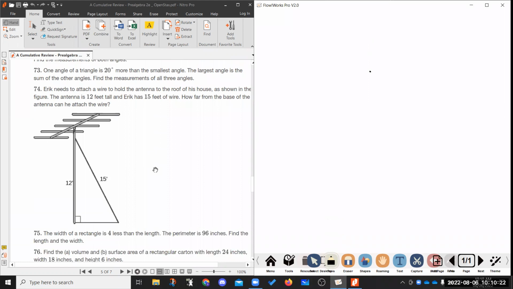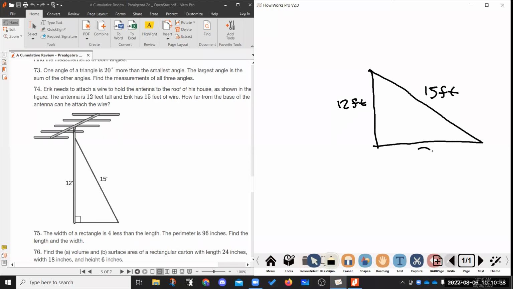Now we've got a problem here with another right triangle. They draw it for us. And they say that this side is 12 feet and this side is 15 feet. And they want us to find what this side is here because we're attaching this antenna to the roof with this guy wire that's 15 feet long. We want to know what the distance is that we need to be away from the base of the antenna here. And there's a couple different ways that you can do this.